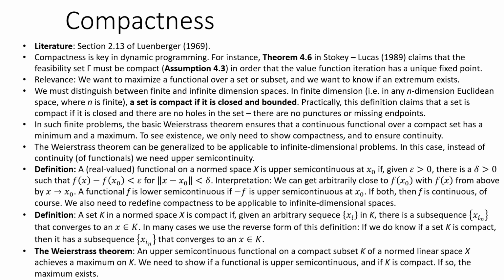Now that we have upper semi-continuity and compactness, we can restate the Weierstrass theorem. An upper semi-continuous functional defined over a compact subset of a normed linear space achieves a maximum over this compact subset. So to see existence, we need to show that the functional is upper semi-continuous and that the subset is compact.